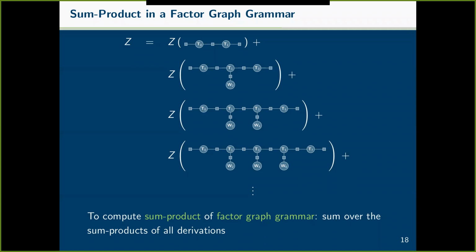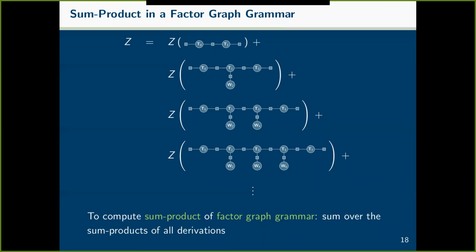Yeah, so a few things to note here. This is a sum over derivations, not a sum over graphs. So if your factor graph grammar is ambiguous and it can derive a particular graph in multiple different ways, then that graph will appear multiple different times in the sum.